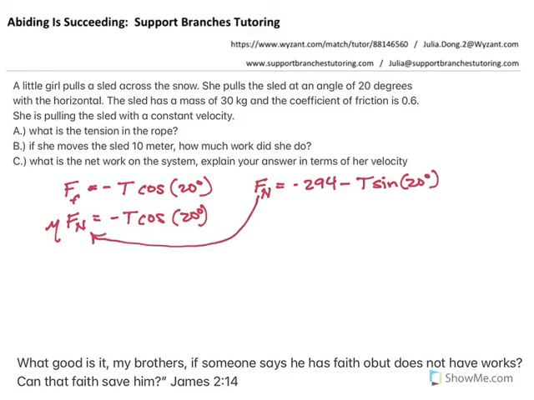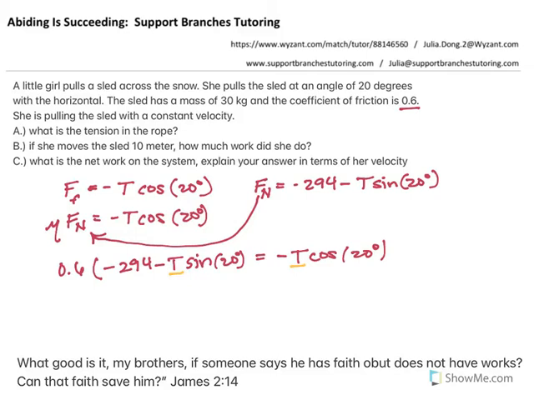And we're also going to go ahead and plug in our 0.6 mu. So 0.6 times negative 294 minus tension sine of 20 equals negative tension cosine of 20. So we've done some complicated math here, but we now have an equation where our only variable is tension. And so we can indeed solve for the tension in the rope here. So let's go ahead and do that.